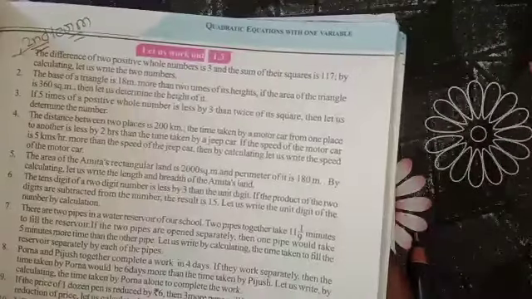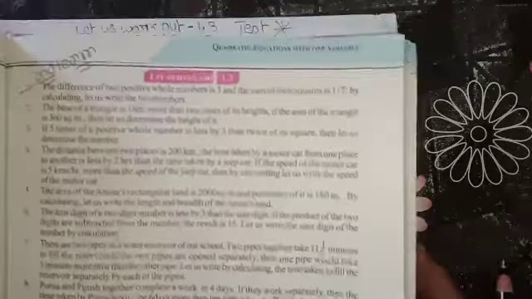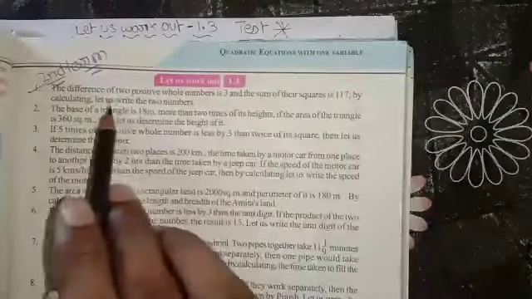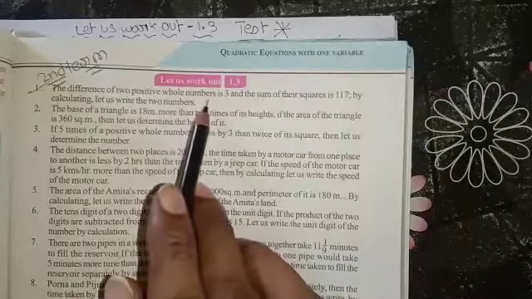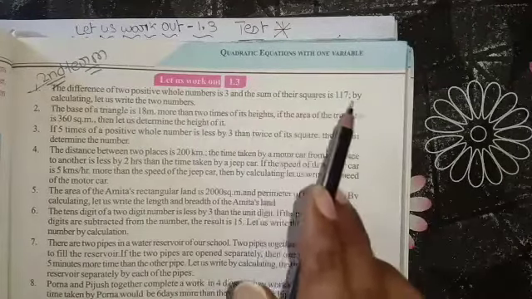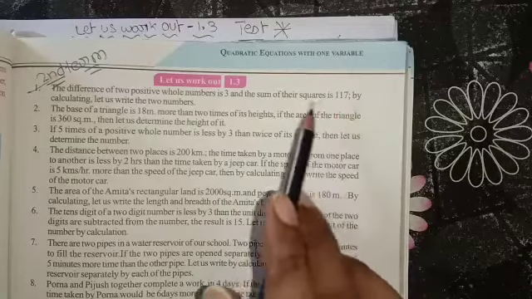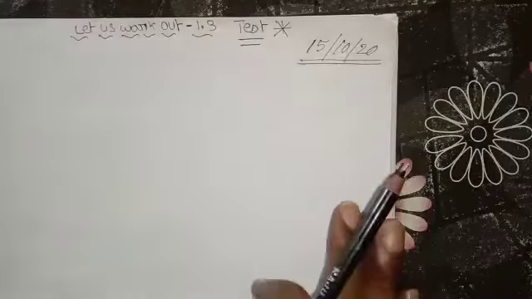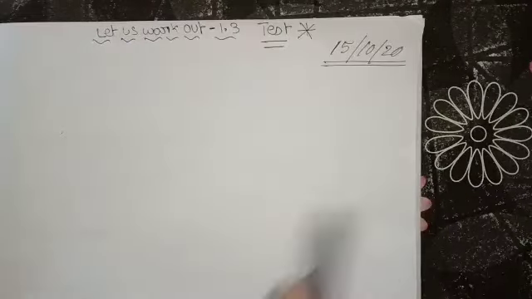WB exercise 1.3. The first question is: the difference of two positive whole numbers is 3 and the sum of their squares is 117. You have to write the two numbers. Okay, just see. So let the two numbers be x and x plus 3.